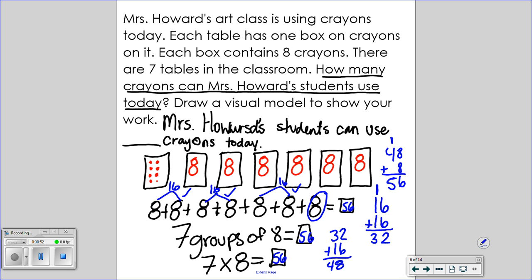Wow. Miss Howard's students can use 56 crayons today.